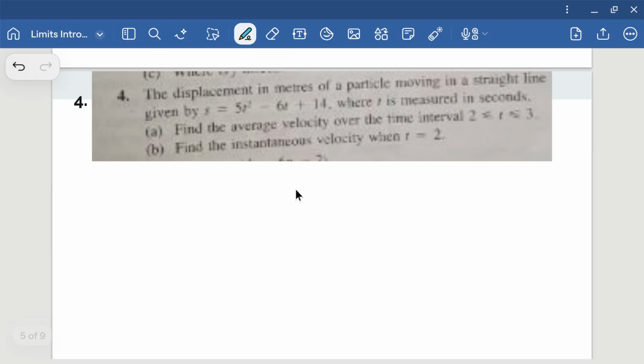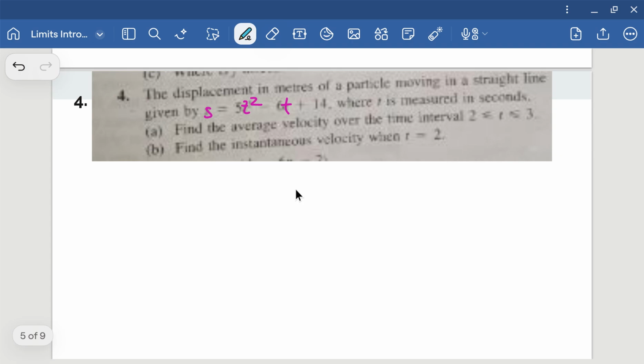Moving on to number 4, and I'm sorry for how messy this is, but we can still get there. This one's asking about displacement, giving us a formula, and your formula is s equals 5t squared minus 6t plus 14, and t's in seconds. So the first one's asking for your average velocity. So we'll just need a few values first.